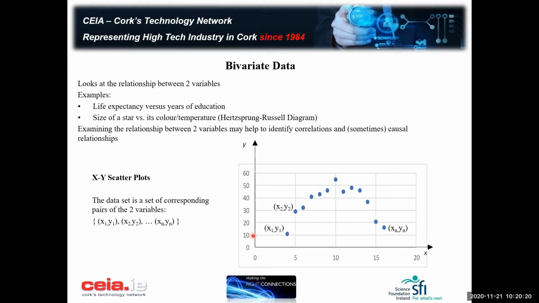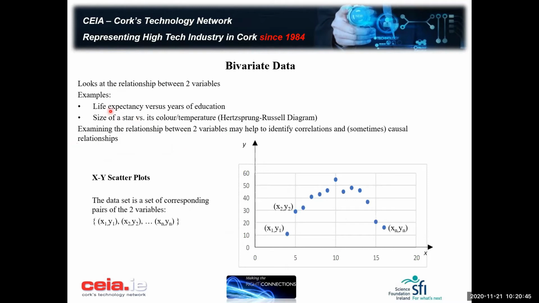Right, let's talk a little bit about bivariate data. That's where you have a relationship between two variables, which we represent as X and Y. It's common in statistics to try to look at a relationship between two variables and try to see if there's any causality involved, for example, or at least any correlation.